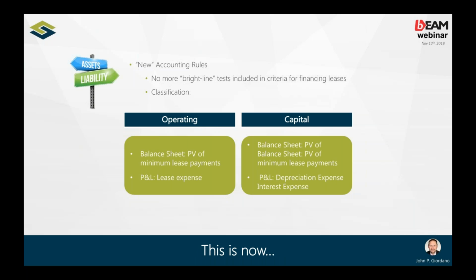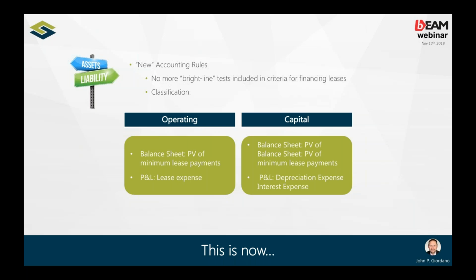Under the new accounting rules, which I've been alluding to throughout our conversation, you'll have no more bright lines test in the criteria for establishing financial leases. There'll be the classification for operating leases and capital leases, both of which will result with the asset going on the books. You'll have a capital lease or a financing lease, which will be accounted for.